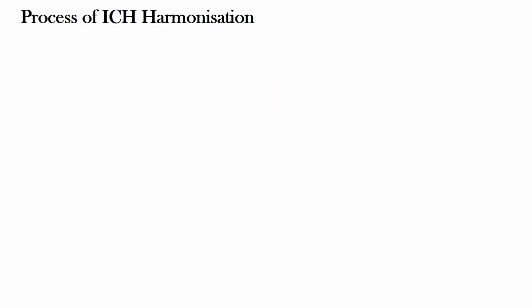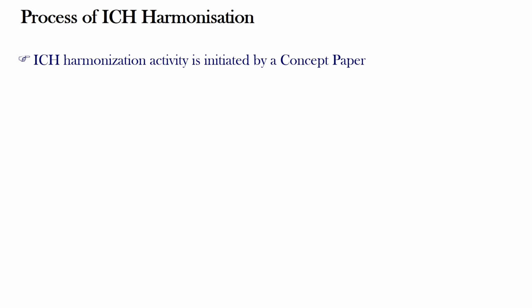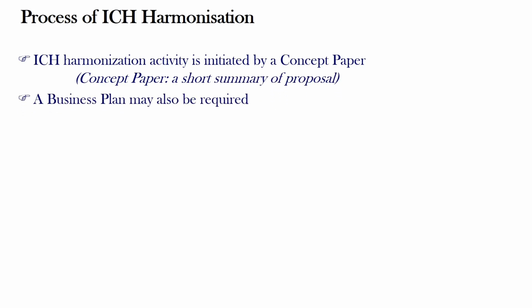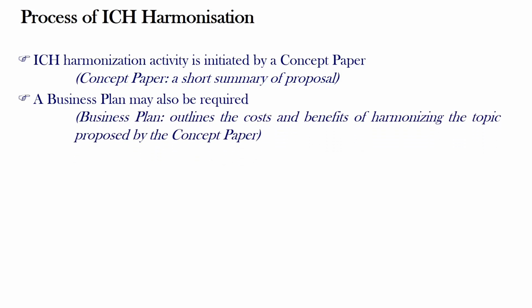To the topic that is process of ICH harmonization. ICH harmonization activity is initiated by a concept paper. A concept paper is a short summary of the proposal. In certain cases, a business plan may also be required. In fact, the business plan outlines the cost and benefit of harmonizing the topic proposed by concept paper.